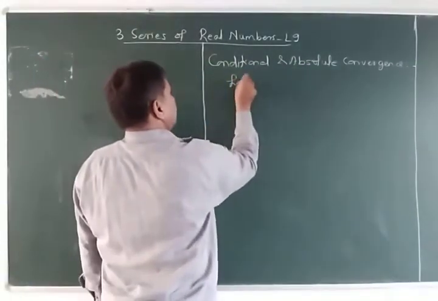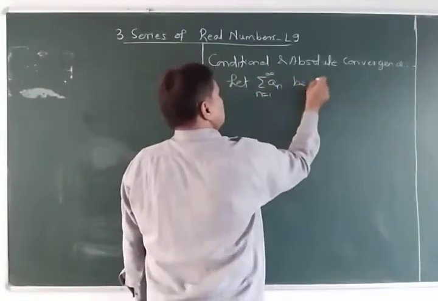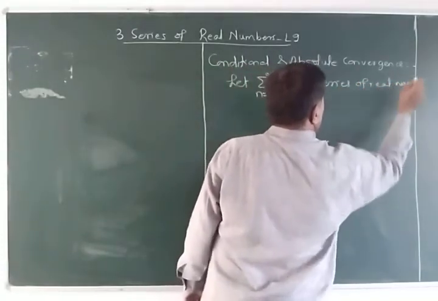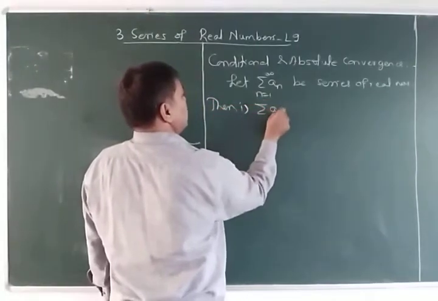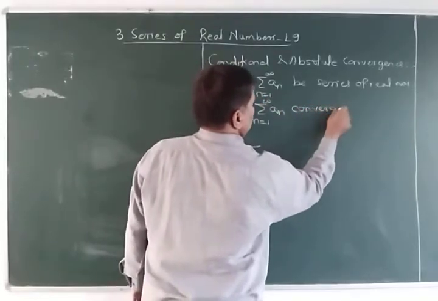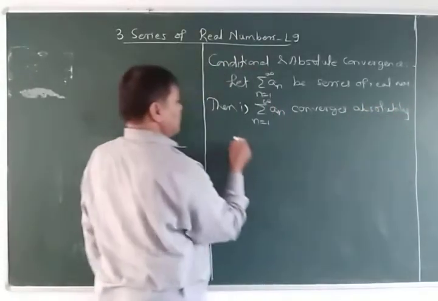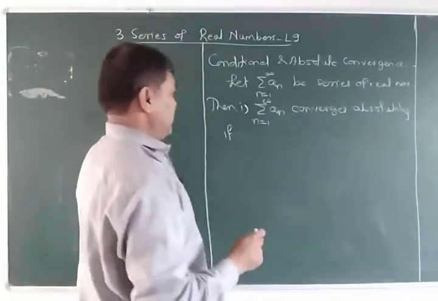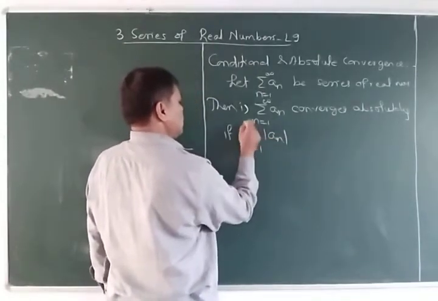Let the summation of a_n, n equal to 1 to infinity, be a series of real numbers. Then one, summation of a_n converges absolutely if, absolute means if I take the series of absolute values of a_n, if summation of mod a_n, n equal to 1 to infinity converges.